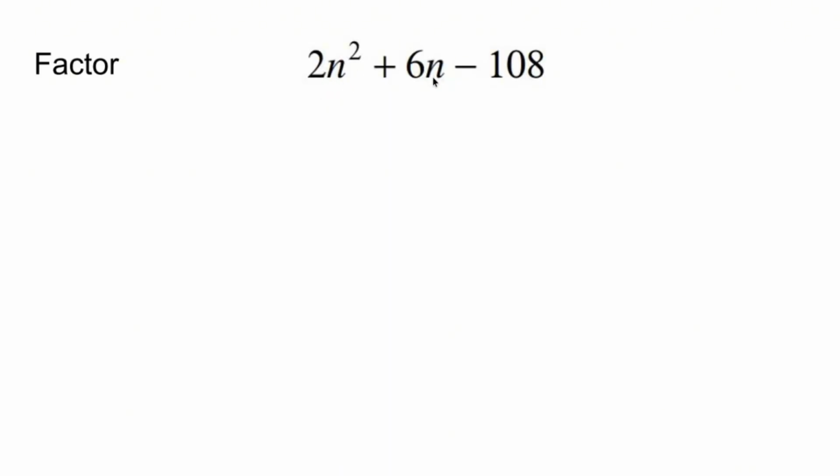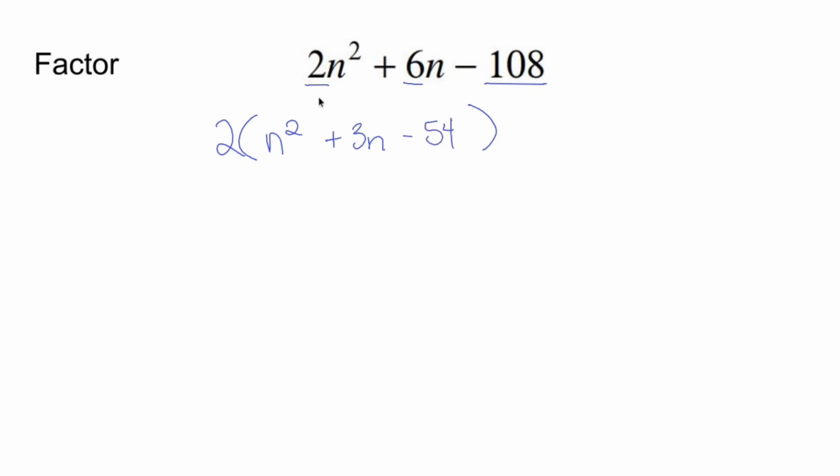Factor 2n squared plus 6n minus 108. Now, factoring could mean several things, but the main idea of factoring is to see if there's a greatest common factor that you can pull from each number or term. In this case, I notice that all of these numbers are even, which means 2 is in common in all of them. So I can pull out a 2. When I divide a 2 from each term, 2 divided by 2 is an invisible 1, n squared. And 6 divided by 2 is going to be 3, so 3n. And negative 108 divided by 2 is negative 54.